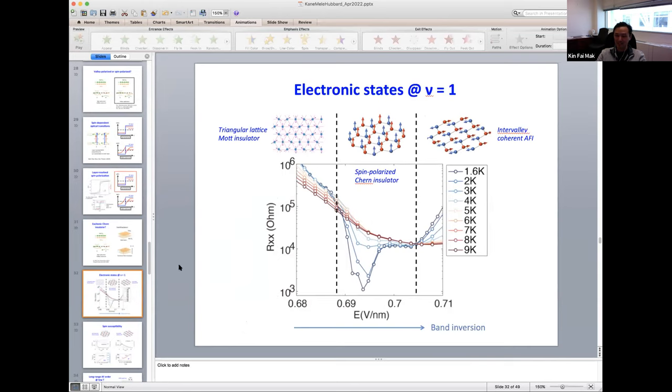Yeah, well, that makes it more interesting. Yeah, we just try to tell you. We sort of do this experiment and tell you what we think these states are. But we have no explanation of why they occur at this specific electric field and filling. Okay, thank you very much.